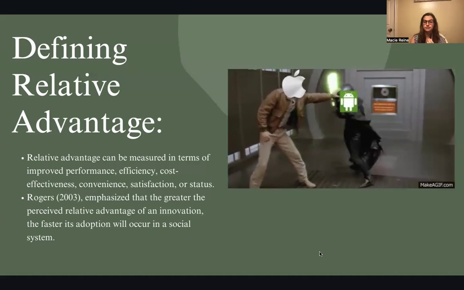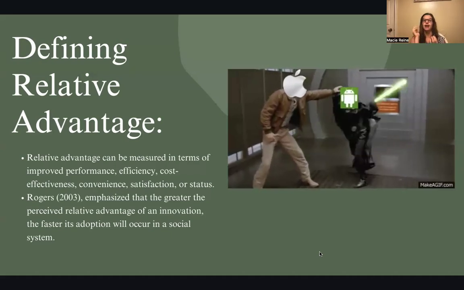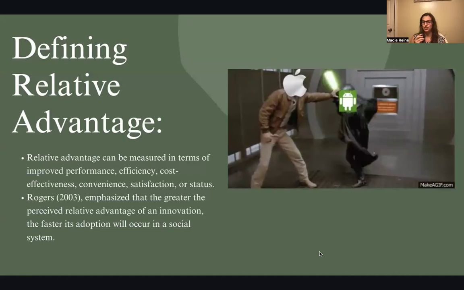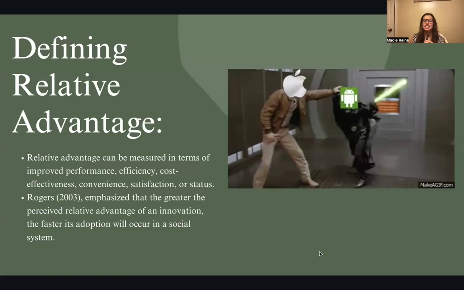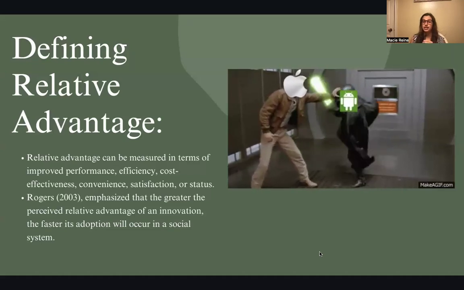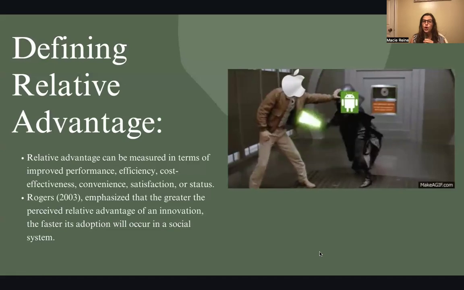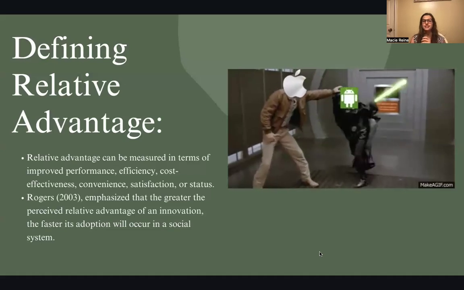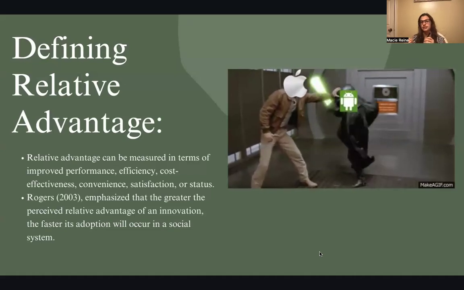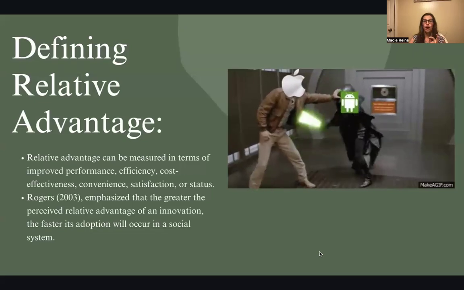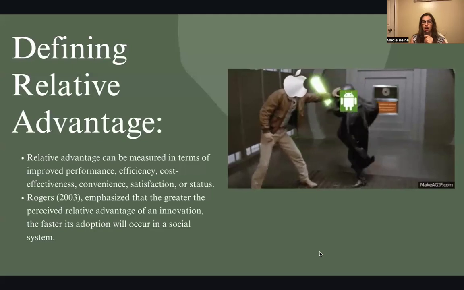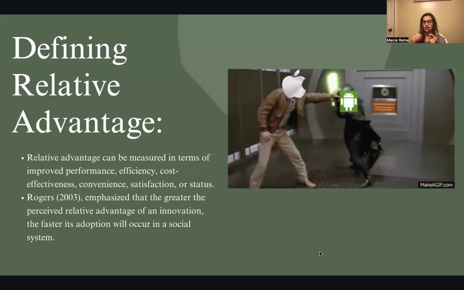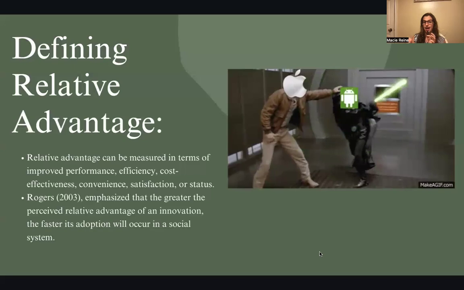I've also given a GIF up here of Apple and Android. These are two innovations, but Android is the newer innovation, but its relative advantage is not perceived higher than that of Apple, which is why Apple is still the main product that is spread widely globally and why Android has not been adopted and infused as much as Apple has.